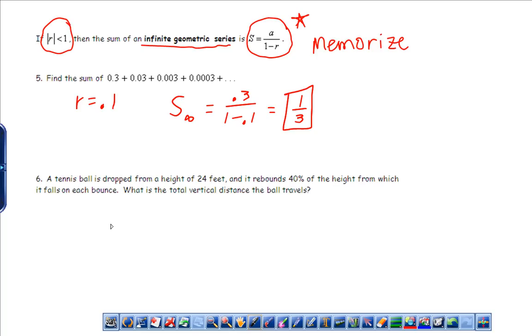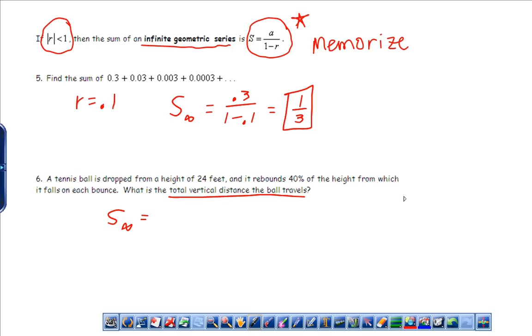Okay, last problem. It says a tennis ball is dropped from a height of 24 feet and it rebounds 40% of the height from which it falls on each bounce. What is the total vertical distance the ball travels? Now, it doesn't say 10 bounces or 20 bounces. It just says total. So we're looking at an infinite sum, okay?